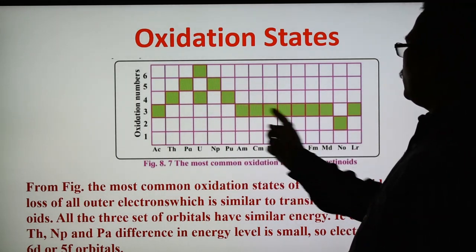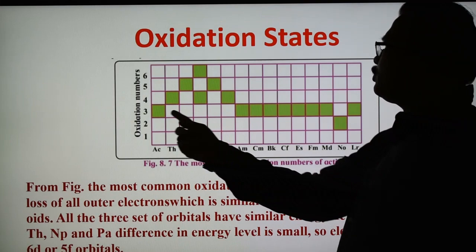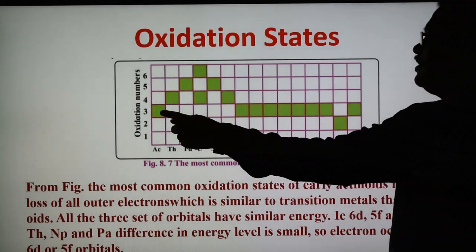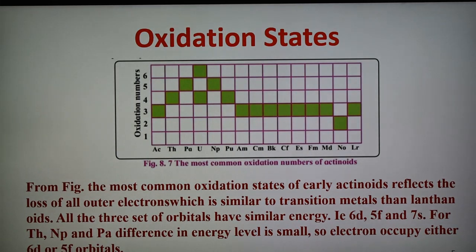And so the most common oxidation state shown by this element is +3. This +3 is shown by the majority of the actinoid elements. So from the figure, the most common oxidation state is +3, and in addition to that, they also show +5, +6 and +4 oxidation states. So all these are the details about the oxidation states.